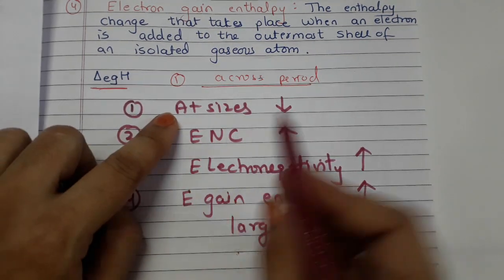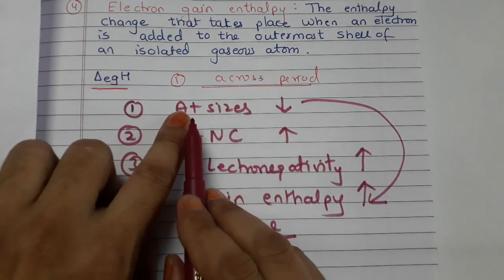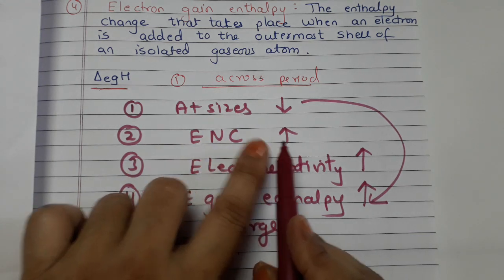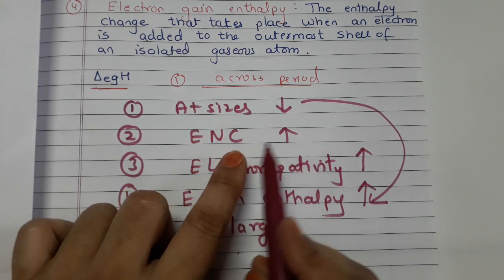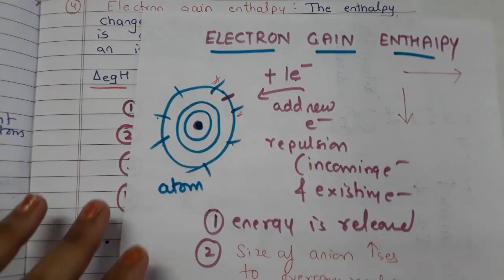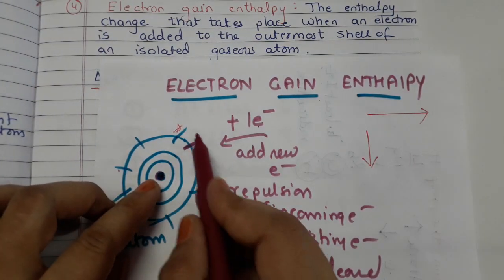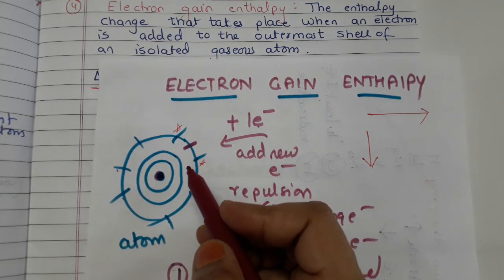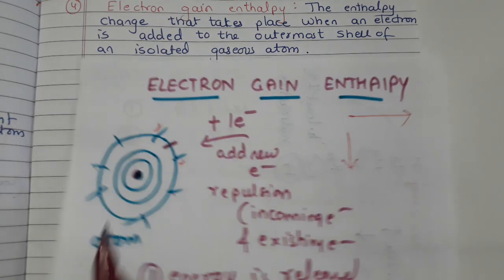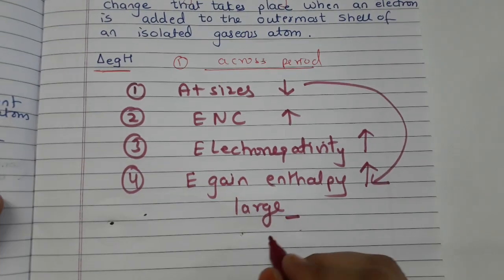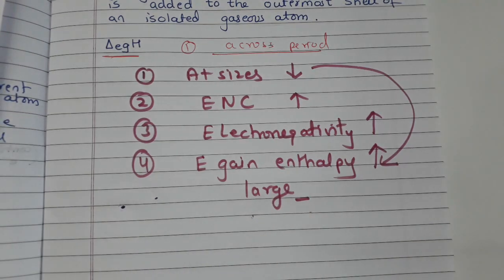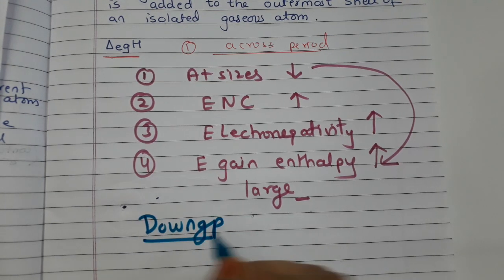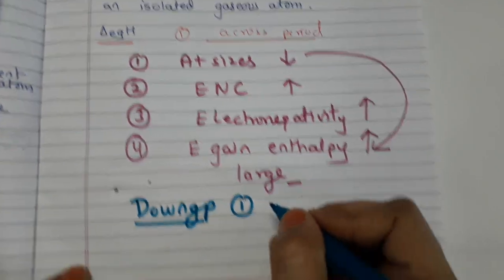Now, you can relate this point with the last point. If atomic size decreases, it means nuclear charge is more, and the nucleus is pulling the valence electron towards itself. In such a shell which is having more electronegativity, you are going to add the electron. So when you add such an electron, there will be repulsion, because of which the energy will be released. Now what happens down the group? Let us discuss what will happen down the group.